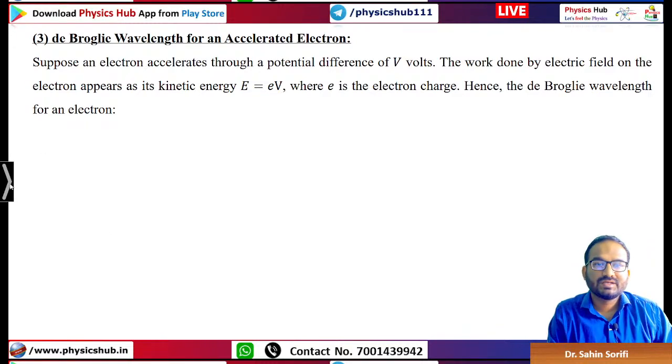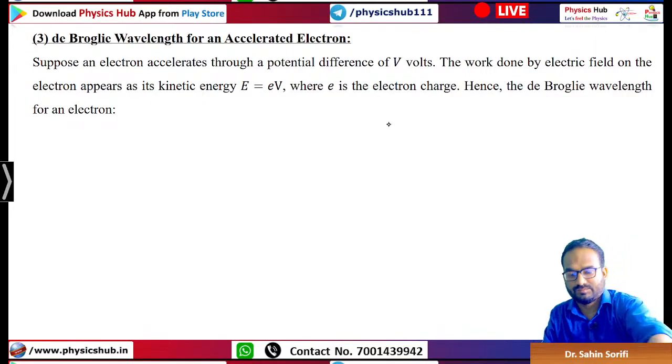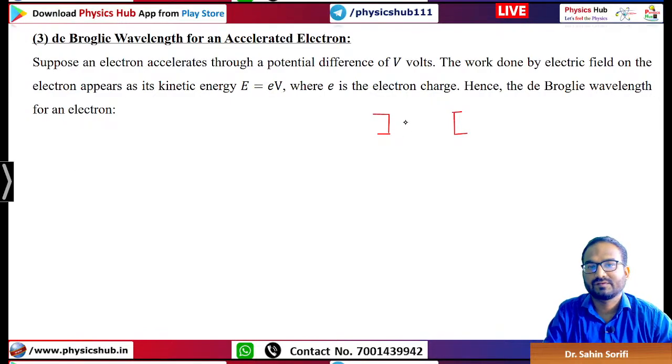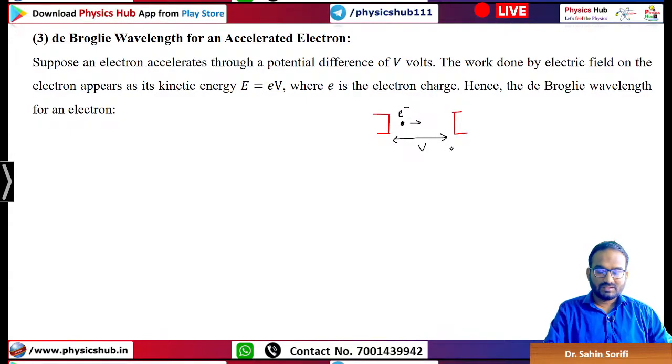Now look, suppose an electron accelerates through a potential difference with voltage V. You can imagine it this way: we have applied some potential difference and an electron is accelerated, let's say by V volts. The work done by the electric field on the electron appears as kinetic energy, E is equal to eV, where e is the electron charge, and hence the de Broglie wavelength for this electron will be how much?